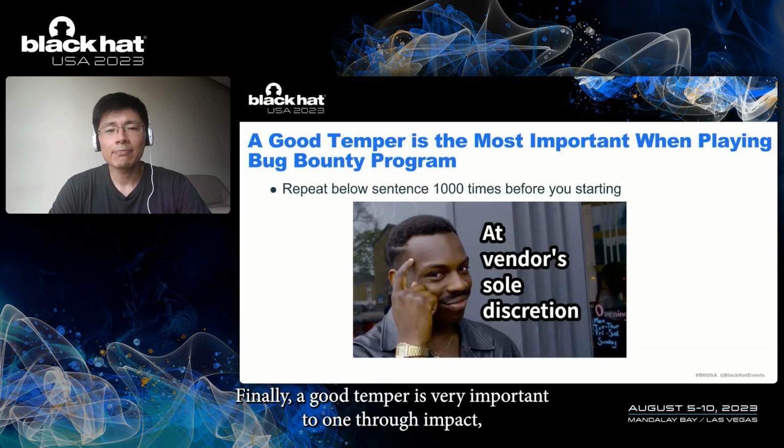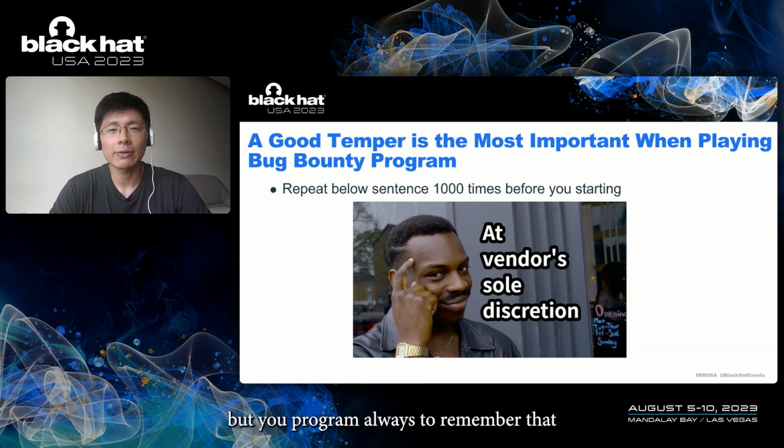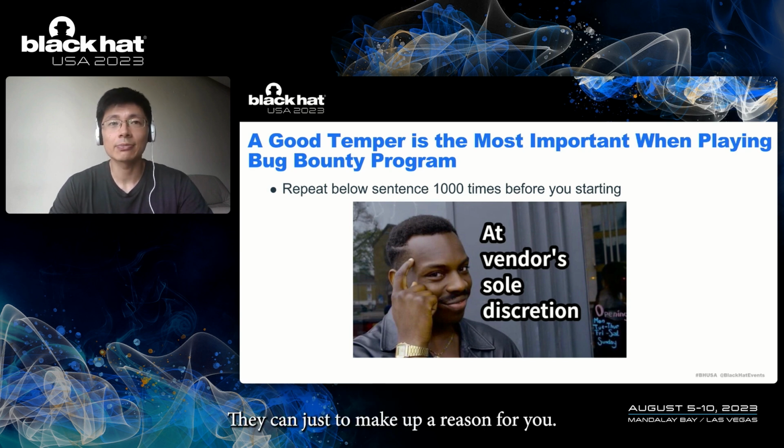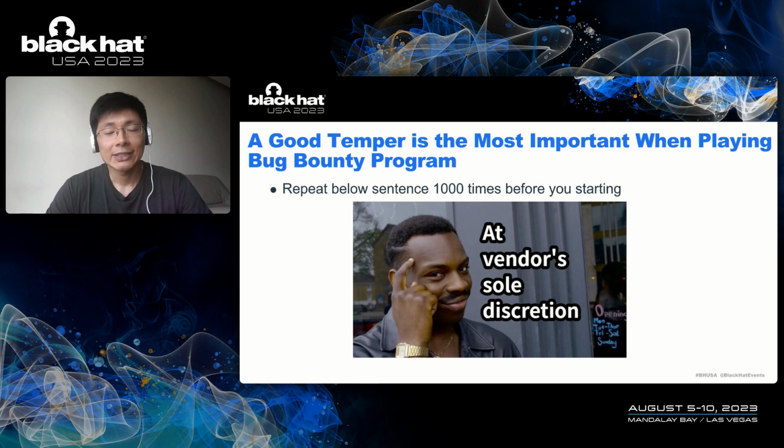Finally, a good temper is very important when doing a bug bounty program. Always remember that the vendor can reject a bug bounty at any stage with no reason. If you insist on having a reason, there's no problem. They can just make up a reason for you. So it's very tough, right? As tough as our life.